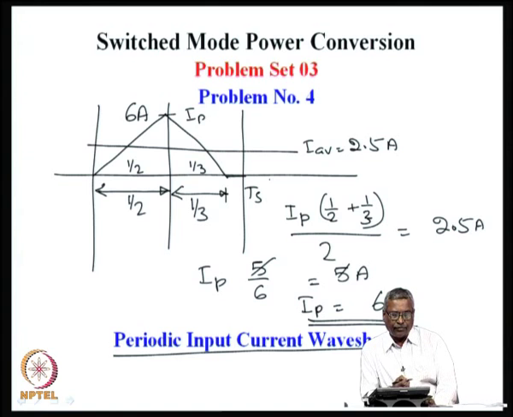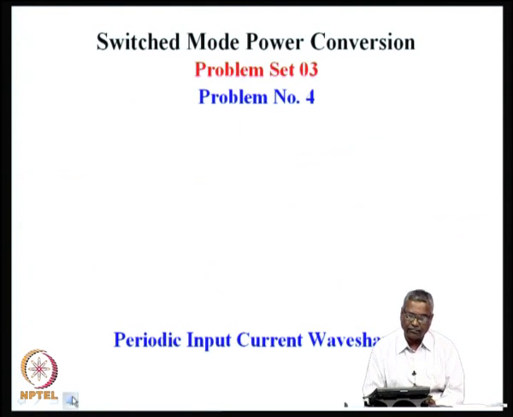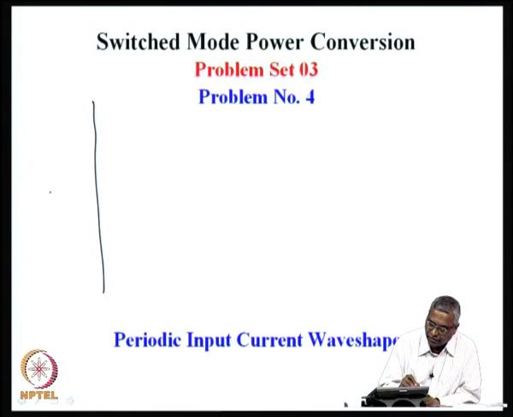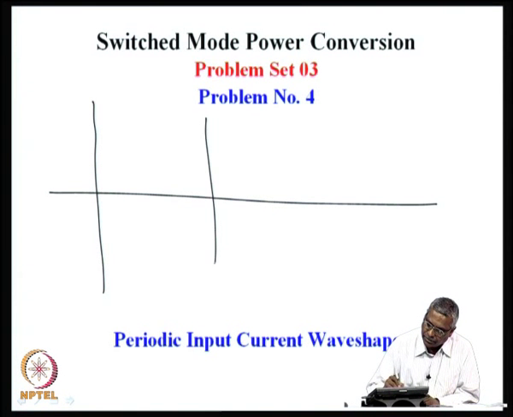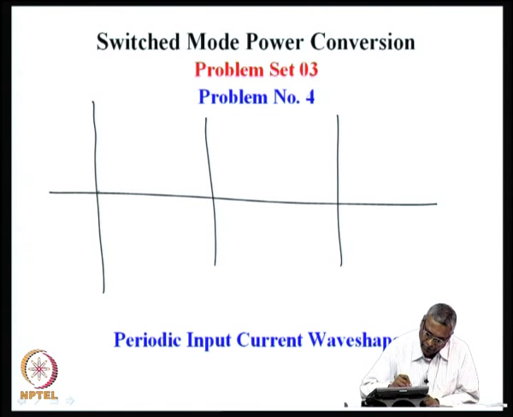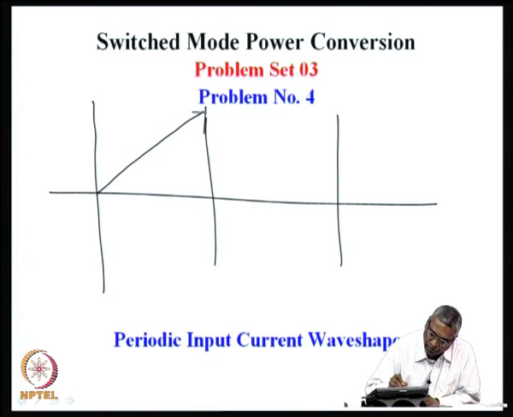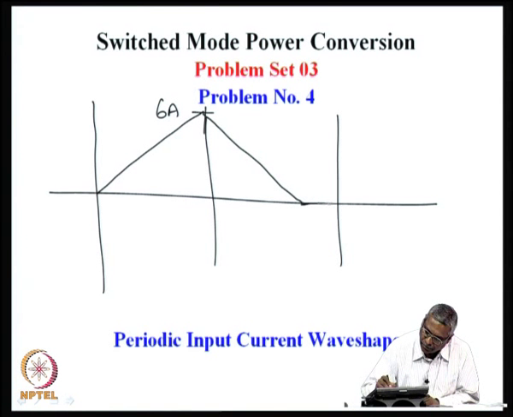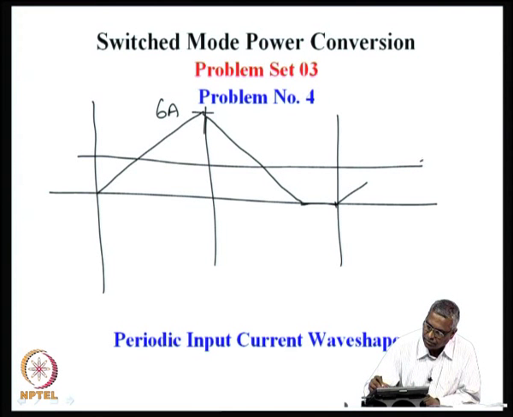The next thing that we would like to know is at what frequency is this converter operating. Periodic current wave shape we had seen already. It goes up to 6 and then so on. The average of that is 2.5 amperes.